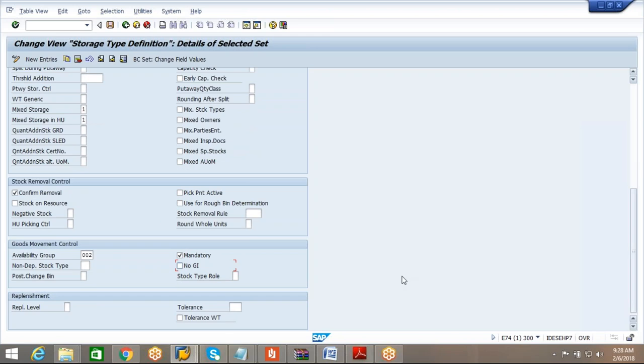And the stock type role is there. This I will show you during the stock management chapter. Okay, replenishment level, this also I am postponing for the replenishment.